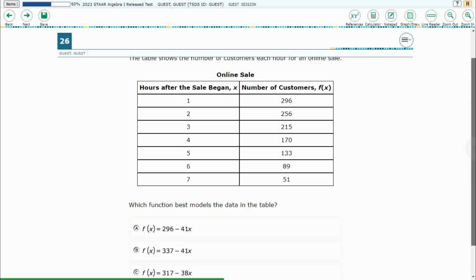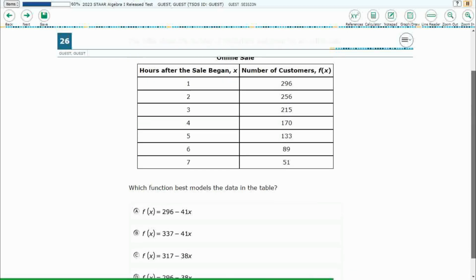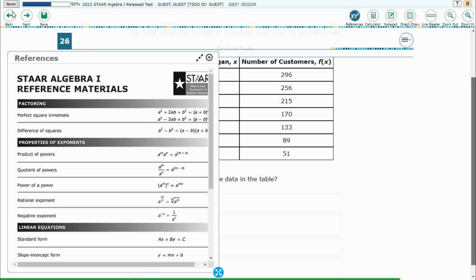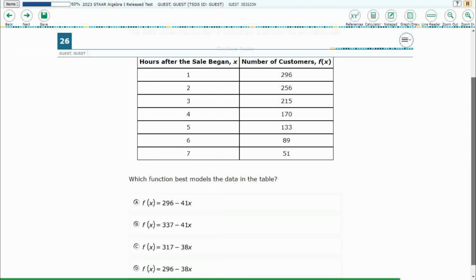Alright, so we have a table showing the number of customers each hour after an online sale began, and we need to write a function f of x that best models the data in this table. This is a real-world situation, so we're going to make our best effort. It looks like we have a negative slope, but other than that, we are going to be writing this in slope-intercept form, y equals mx plus b, at the very bottom there.